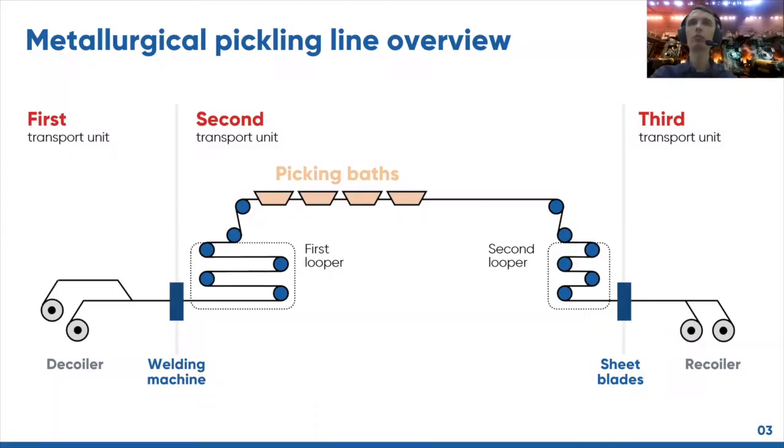And now, the metallurgical pickling line overview. There are 3 transport units here. In the first transport unit, you weld your coils into one big strip, because your metal should continuously go through the pickling bath. Then the second transport unit, where your metal is pulled through acid. And the third transport unit, where you cut your metal into the final product.